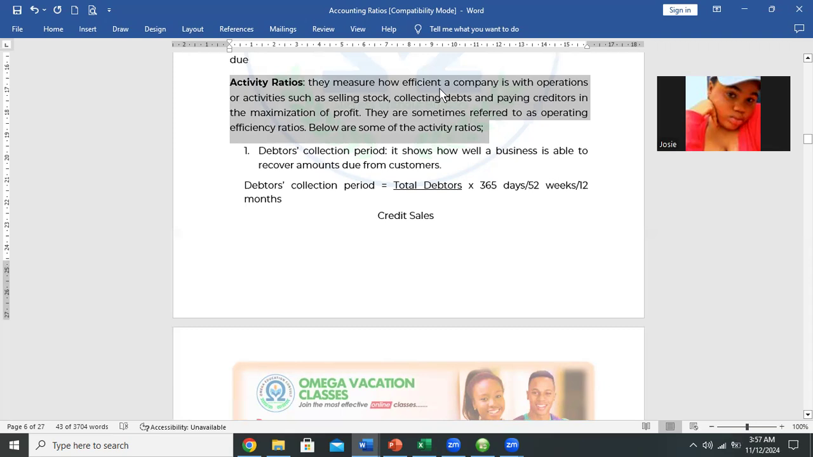Okay. Activity ratios. They measure how efficient a company is with operations or activities, such as selling stock, collecting debts, and paying creditors in the maximization of profits. Okay. They are sometimes referred to as operating efficiency ratio. Below are some of the activities ratio.